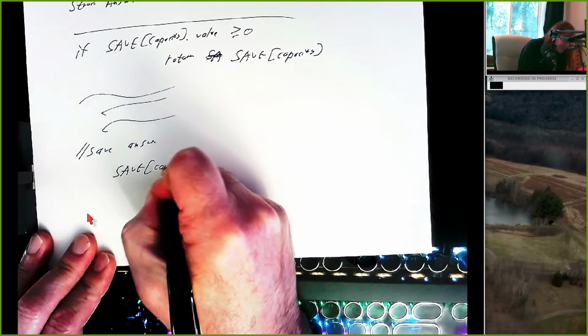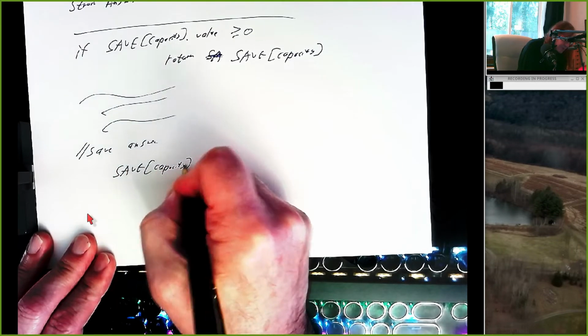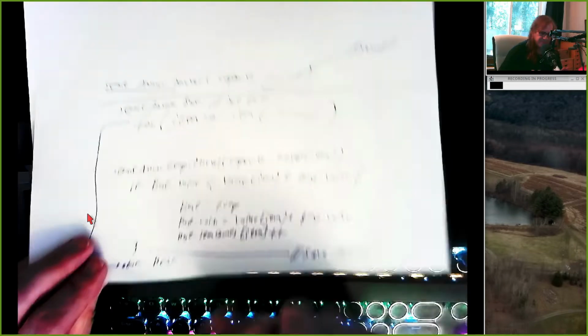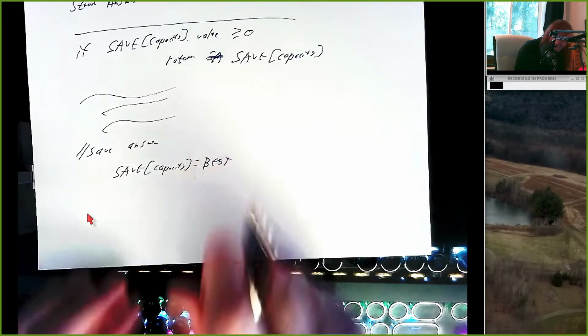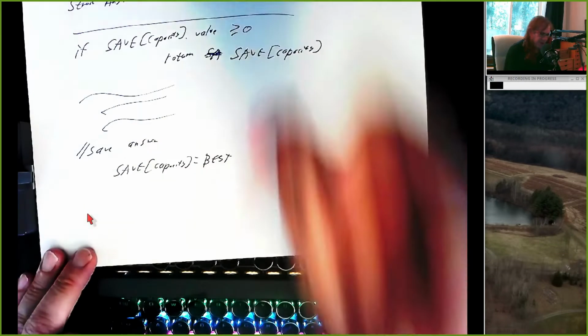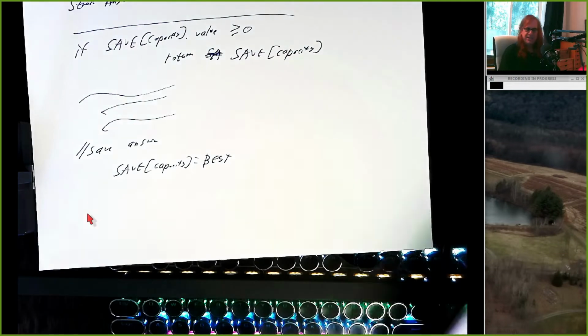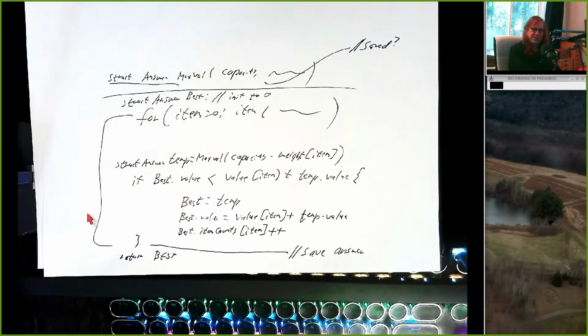Save bracket capacity equals this thing we're about to return, which is best. And that's it. It's one line in the beginning, it's one line at the end. Nothing else in here changes, right?